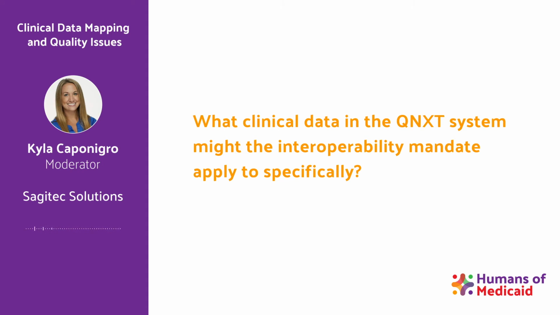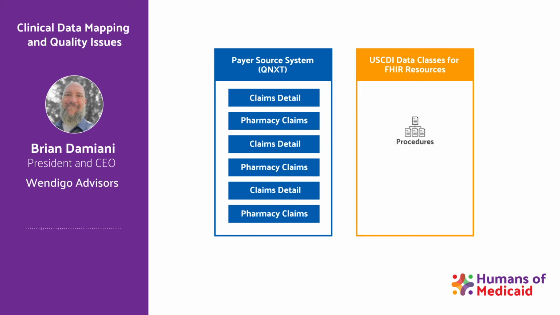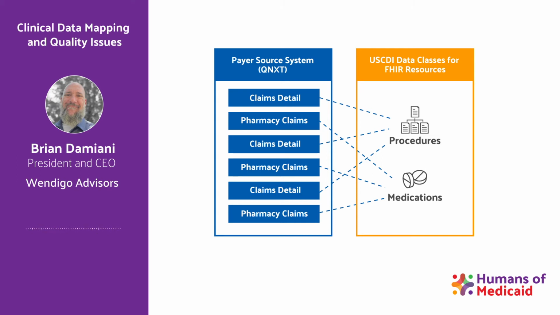So now that we understand the scope of clinical data that's covered under the mandate, Brian, can you tell us a little bit more about what data within a QNext system the mandate might apply to specifically? Sure. From a perspective of the clinical data, QNext will house some of that traditionally in the claims information. So claims detail tables, things like that, will have diagnosis and procedure codes. If you have incoming pharmacy claims that are getting loaded into QNext, you'll be able to get to things like medications, potentially. When you start getting into some of the other areas, it'll get a little more complicated. But most of this data can be found on claims submitted for specific members.